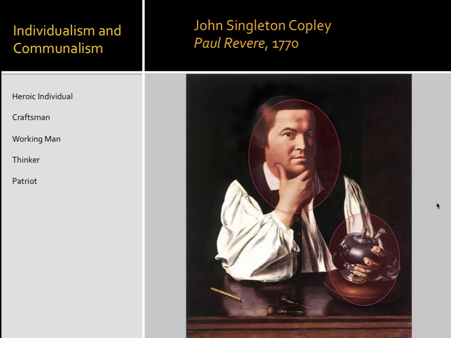At the time of the painting, Paul Revere was a distinguished participant in the resistance movement in Boston, but he wasn't yet the hero who was going to become immortalized for his midnight ride. So if the previous painting emphasizes communalism while also making references to individualism, this painting emphasizes individualism while also making reference to the communal patriotic revolution that Paul Revere was to figure so prominently in.